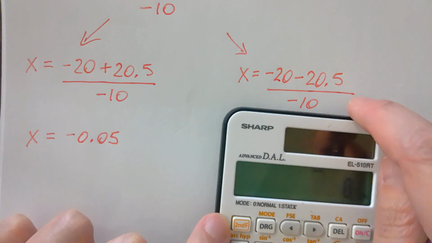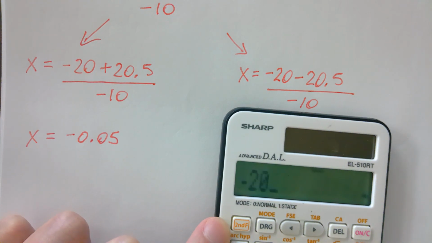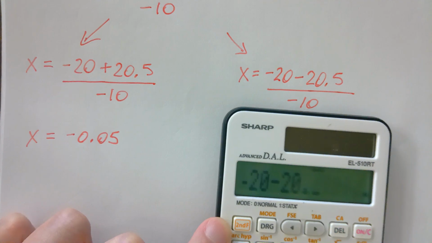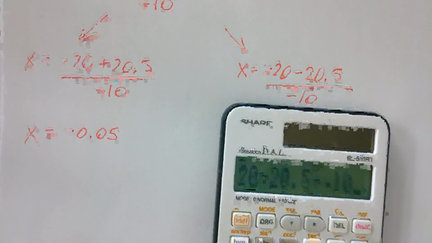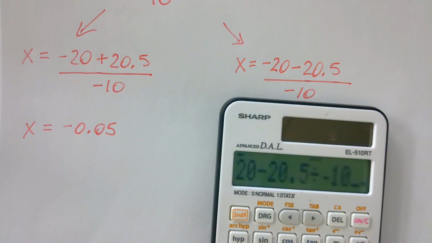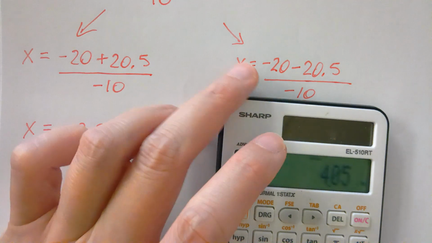One more thing. On your calculator, if I do this, it will give me the wrong answer. Why is that? Yeah, BEDMAS. Make sure on the calculator you just do the numerator first and then divide it by your denominator. Otherwise, this is a silly mistake that people make as well. Okay, and you get 4.05.